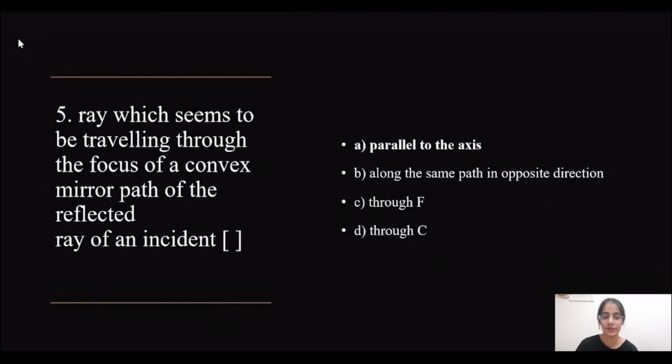A ray which seems to be traveling through the focus of a convex mirror, the path of the reflected ray of an incident ray will be parallel to the principal axis. As you know, if a ray is passing through focus or appearing to come through focus, after reflection it becomes parallel to the axis. Let's go to the next question.